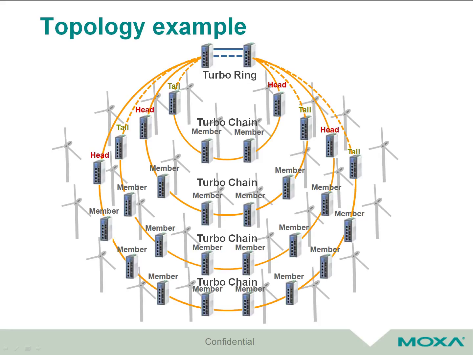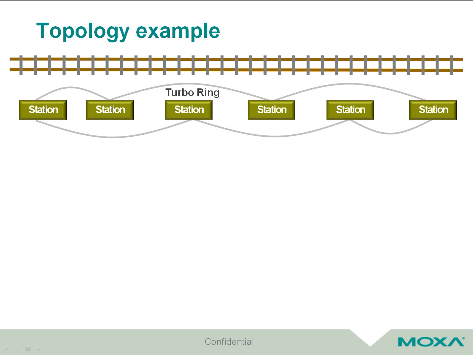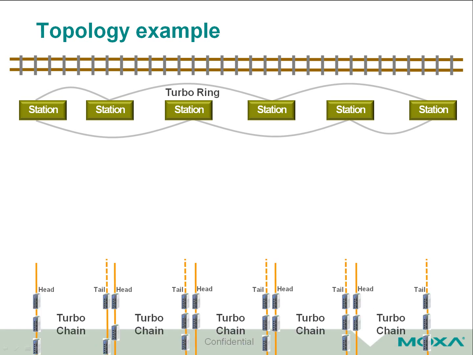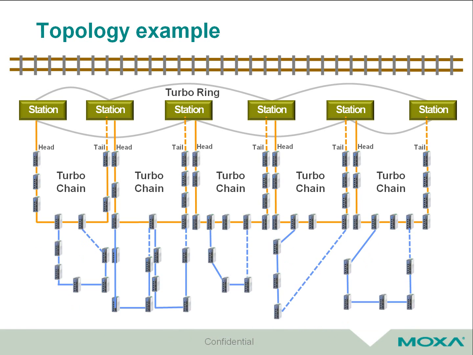Please pay attention to how head and tail placement alters from chain to chain. This is done to optimize load balancing. Here is one more example from a railway field. Despite the fact that stations are located in one line, we can still use a turbo ring connecting next but one station. Also, in this example, you can see how turbo chain can be used to create a multi-layer topology.